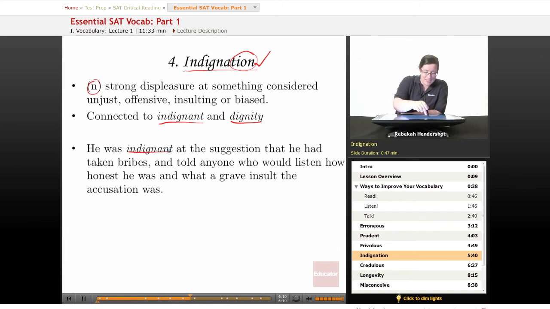So, here's our example sentence. He was indignant at the suggestion that he had taken bribes and told anyone who would listen how honest he was and what a grave insult the accusation was. For some reason, when I see the word indignation or indignant, I sit up very straight and I start talking in a funny voice because that's how indignant people sound to me.